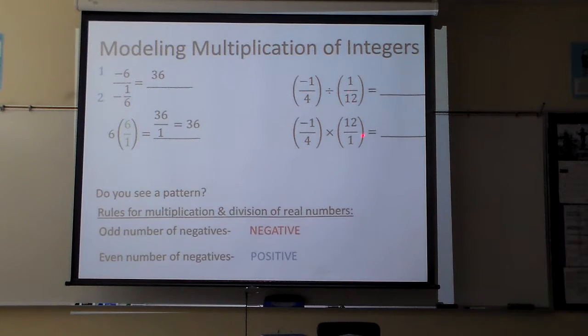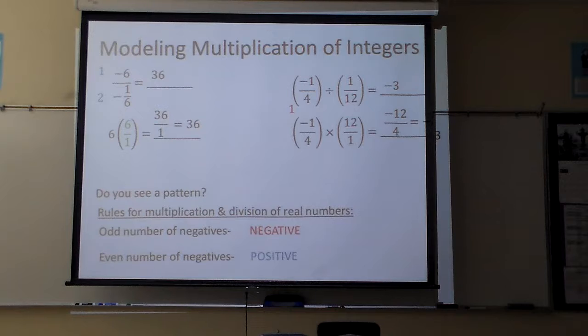And notice I reciprocated only the second one. Only the second one. I'm going to take negative 1 times 12, which is negative 12. And 4 times 1 is 4. And 4 will go into negative 12. Notice I have 1 negative. My answer will be negative, and the answer will be negative 3. Kind of hard to see the negative 3 there, but it does pop up right back up there.